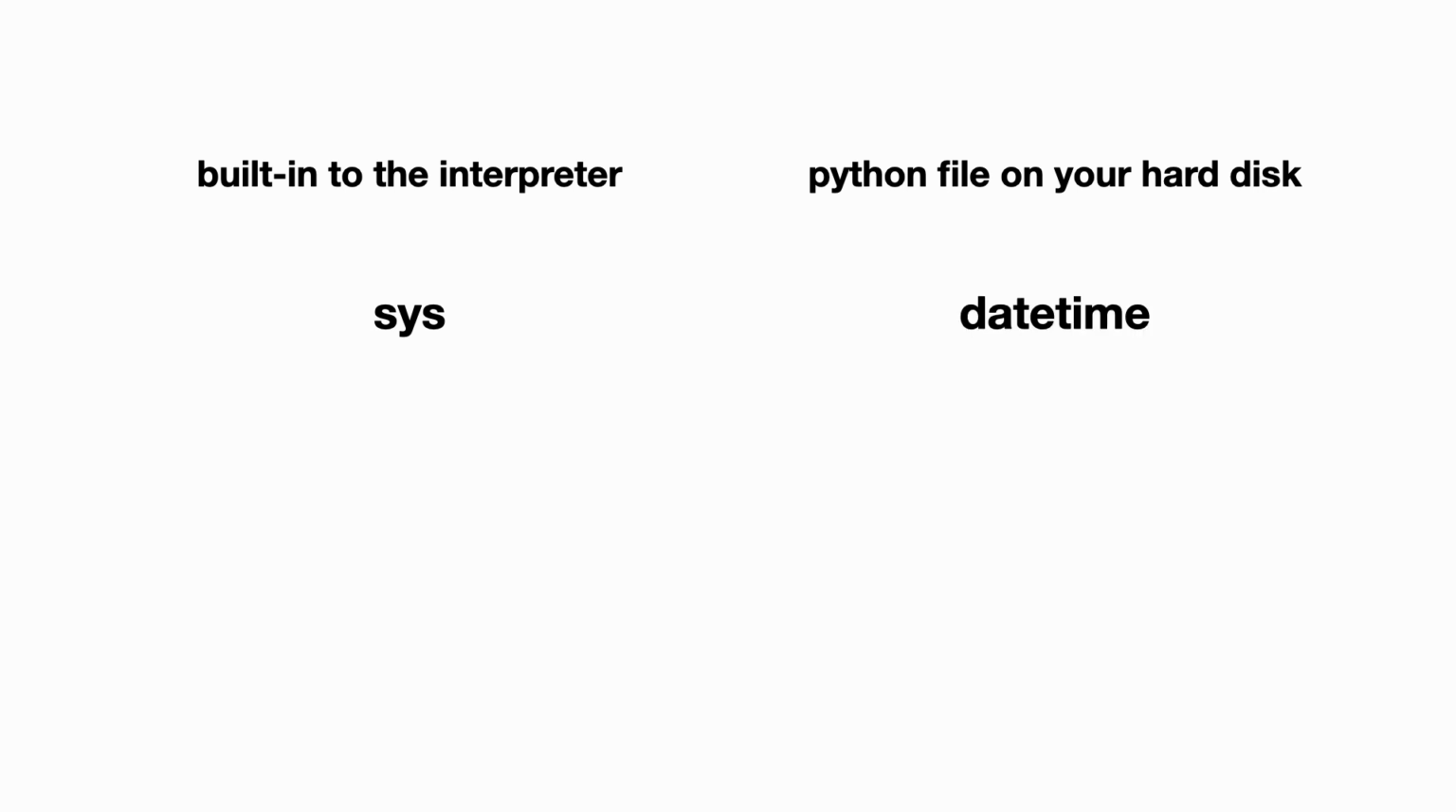Modules that need to be imported can again be divided into two categories. Some modules are built into the interpreter. An example of such a module is the sys module. Sys is built directly into the Python interpreter, but still needs to be imported. And then there are modules that are provided as Python files on your hard disk. An example is the datetime module, and I'll show where it is located in a minute.